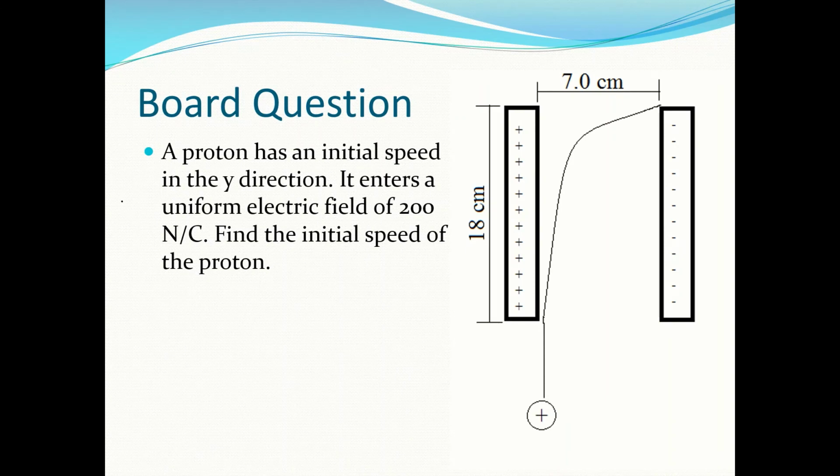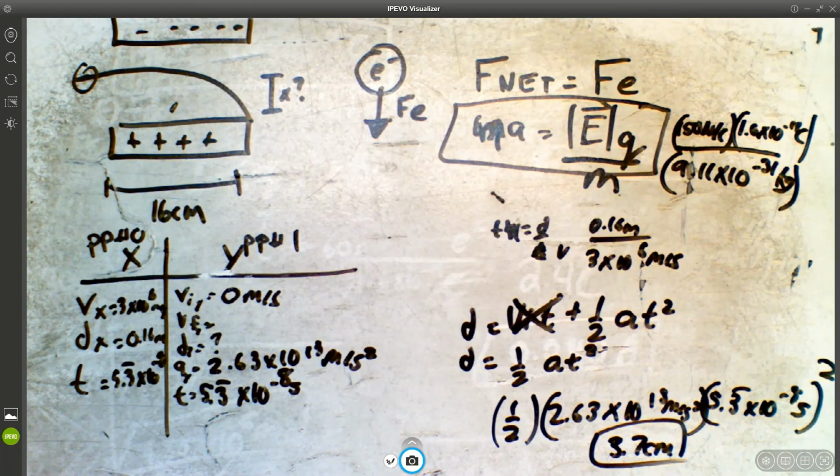So we got one more question for you. It's a board question. So pause the video, try it yourself, and I'll go through it. So a proton has initial speed in the y direction. Ooh, a little bit weird. It enters a uniform electric field of 200 newtons per coulomb. Find the initial speed of the proton. It's a proton this time. Okay, let's do this. So pause it, try it. Let's do it.